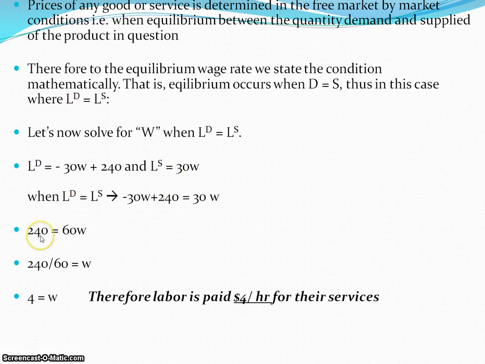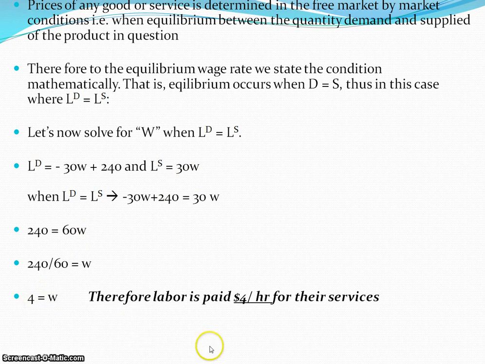That gives you 60W equals 240. And then to find out W, you simply divide to get rid of the 60. You have to divide by 60 on the right hand side, and what you do on one side, you have to do on the other side of the equation. Therefore it's 240 divided by 60 equals W, and the value is 4. So by equating the demand for labor and the supply for labor equations, we ultimately work out that W is equal to 4. And remember, that is a dollar wage per hour.